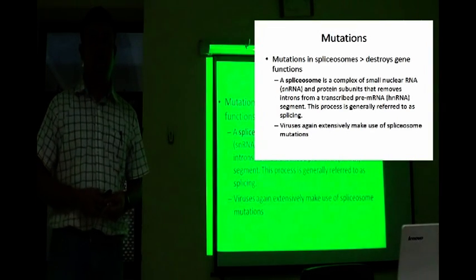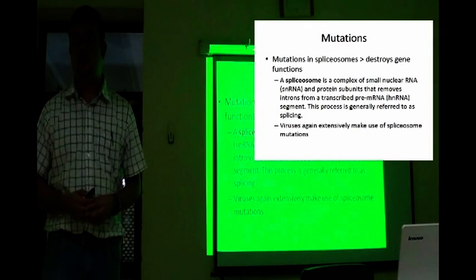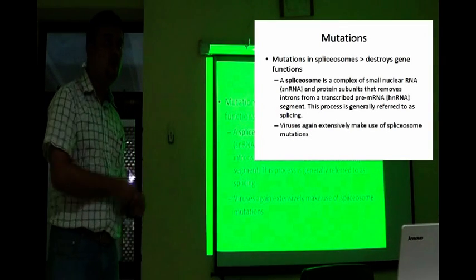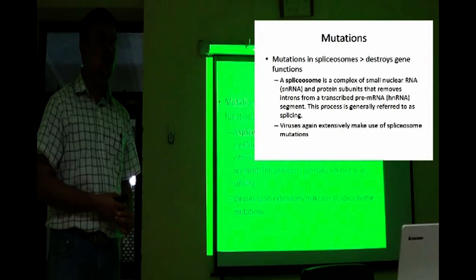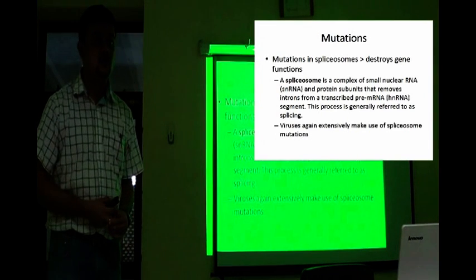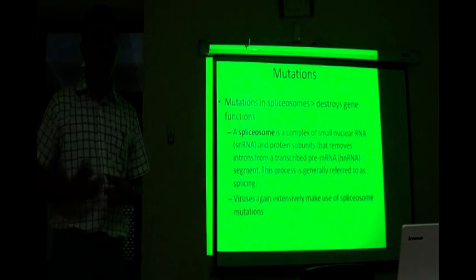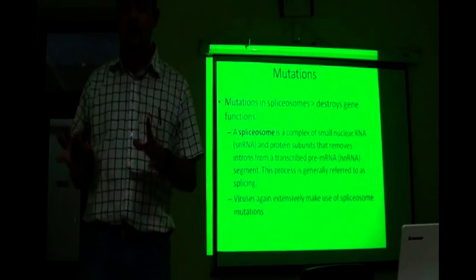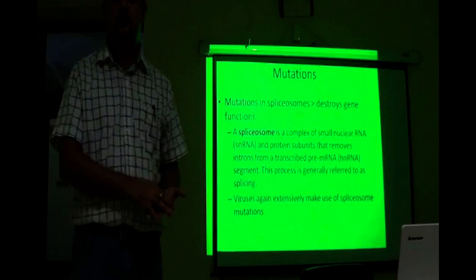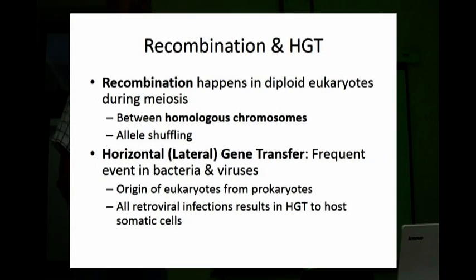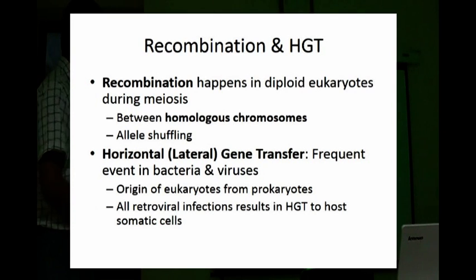So more and more research is uncovering how small molecules like siRNA have a great impact on the molecular everything, right? The central dogma, including the expression of the genes and the control of gene expression. Then, of course, the processes of recombination and horizontal gene transfer, you should know very well.